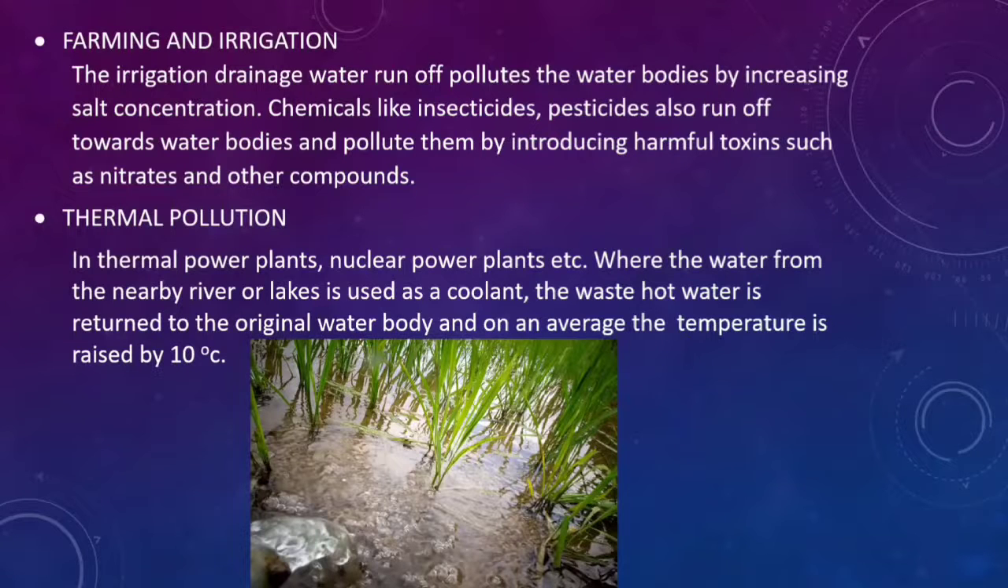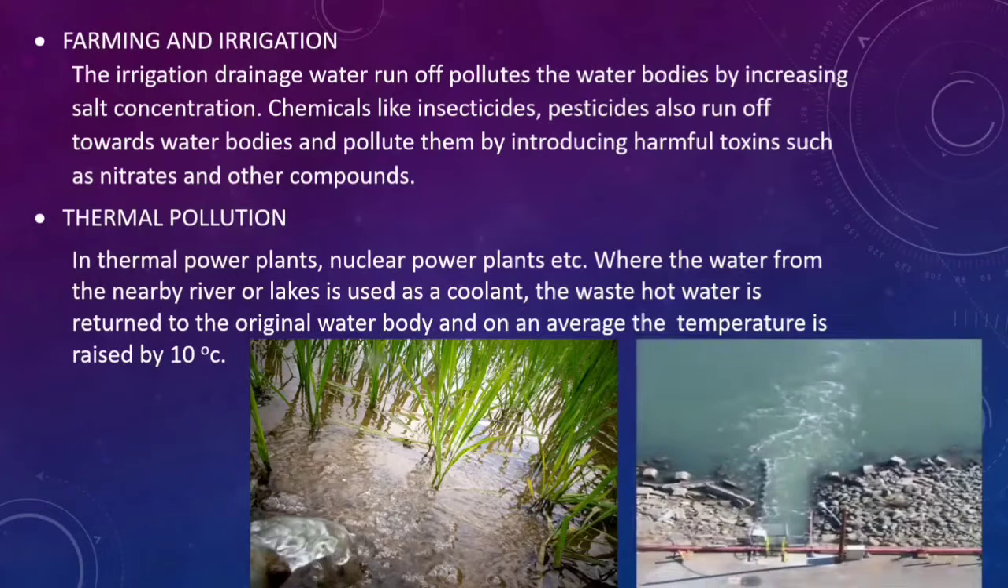Thermal pollution. In thermal power plants, nuclear power plants, etc., where the water from the nearby river or lakes is used as a coolant, the waste hot water is returned to the original water body, and on an average, the temperature is raised by 10 degrees Celsius. Metabolic rates tend to increase with the increase in temperature, generally by a factor of 2 for each 10 degrees Celsius rise in temperature. The rise in temperature decreases the amount of dissolved oxygen in water, adversely affecting the aquatic life. Next slide.